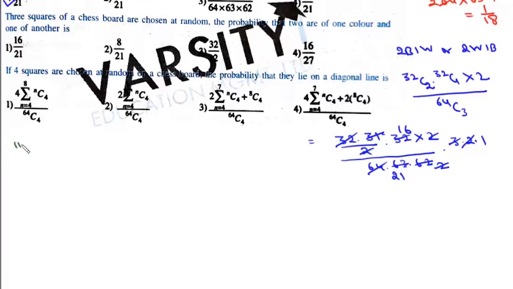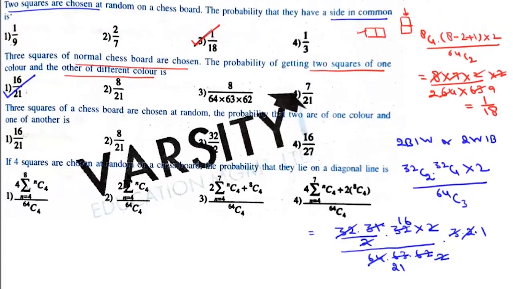Now this third case is 3 squares are chosen at random. The probability that 2 are of one color and 1 of different color. I think it's the same question, so we'll discard it.